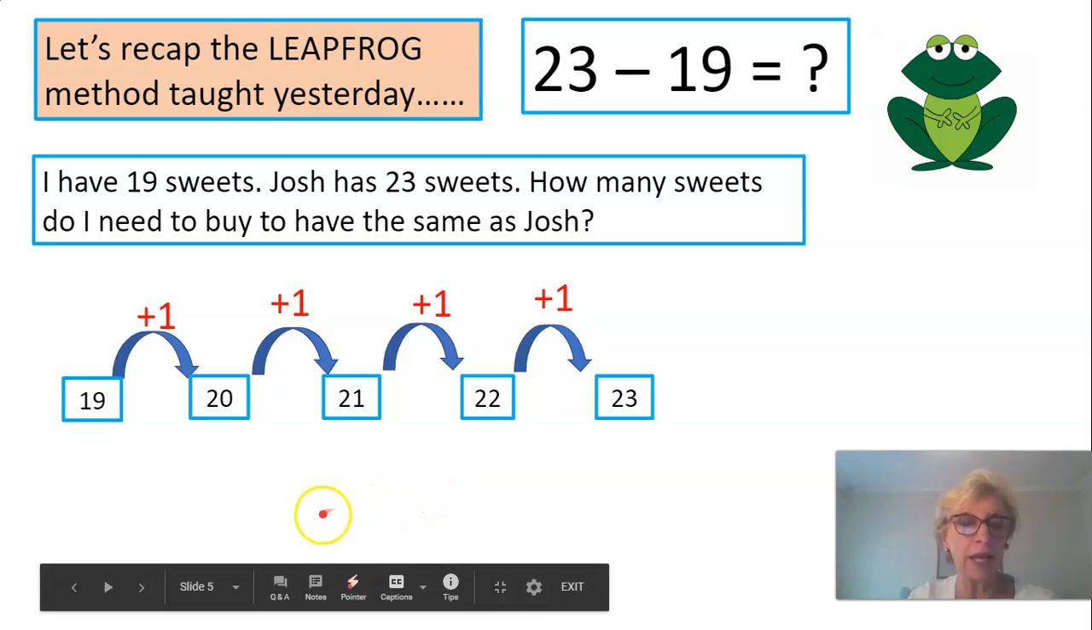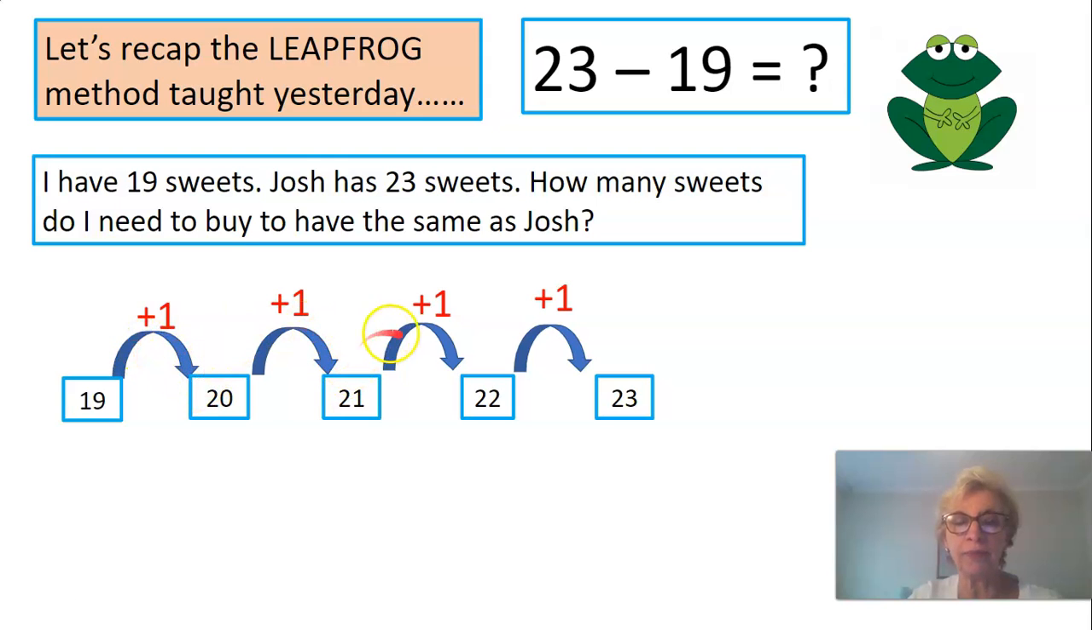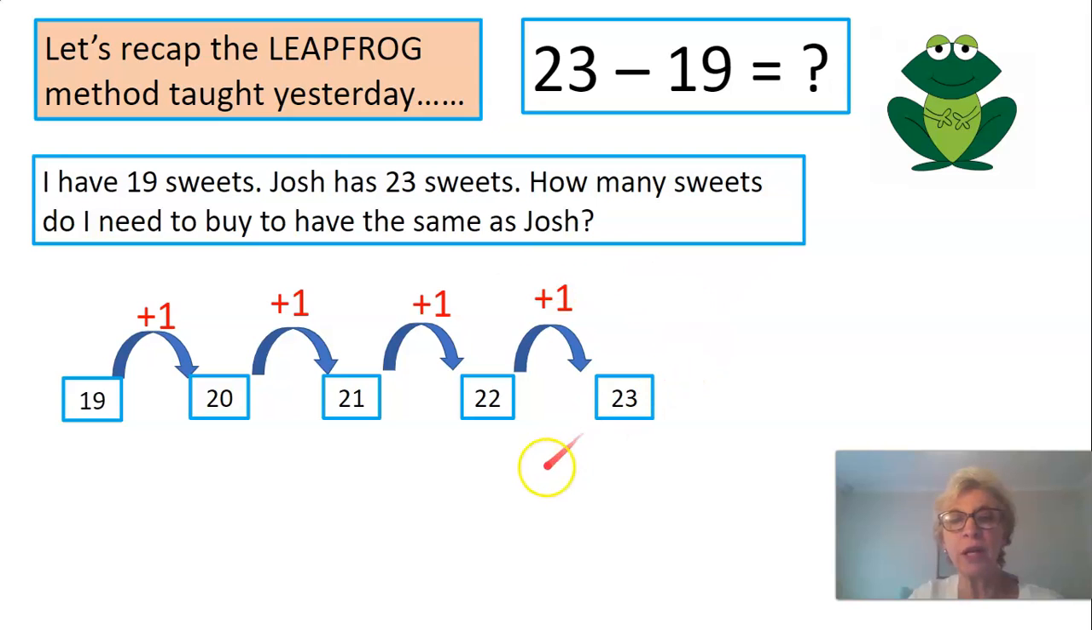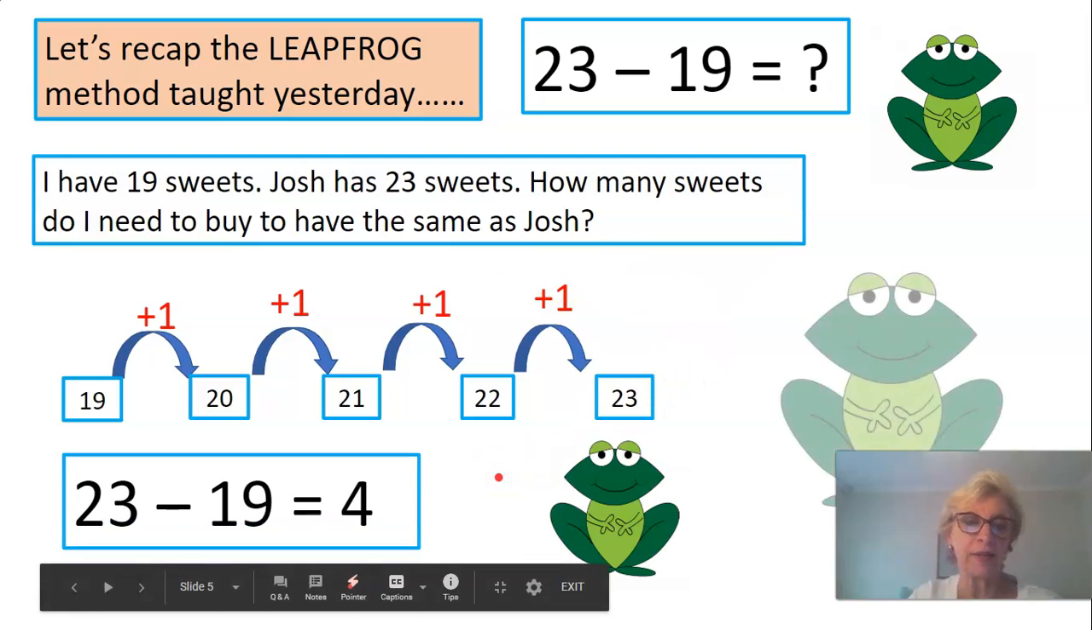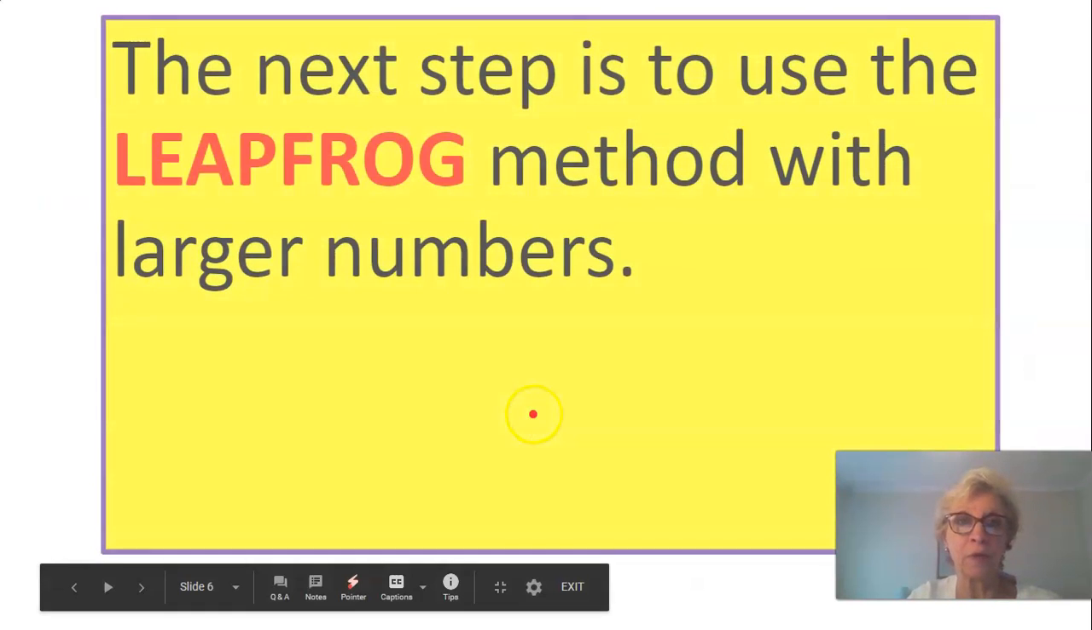Well, and there is the method we used, remember? We started at the smaller number, and we added 1 each time. And how many jumps did we make from 19 to 23? Yes, 19 to 23 is 4 jumps. So 23 minus 19 is 4.